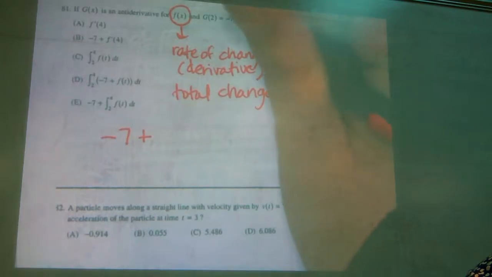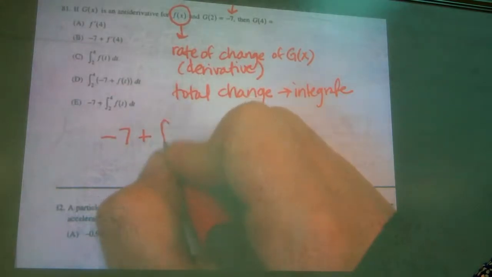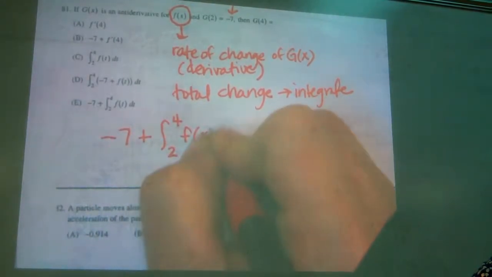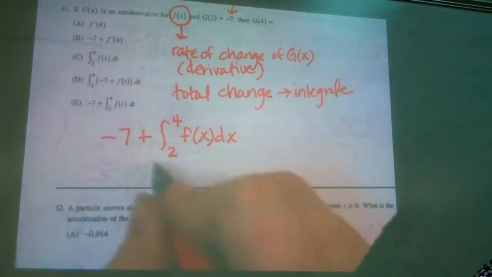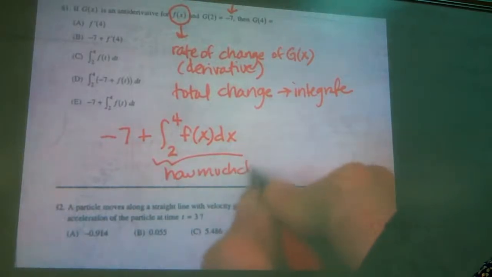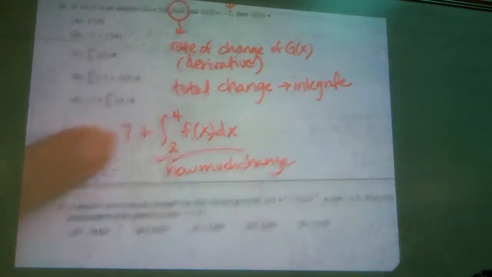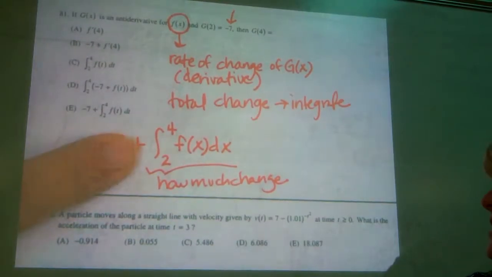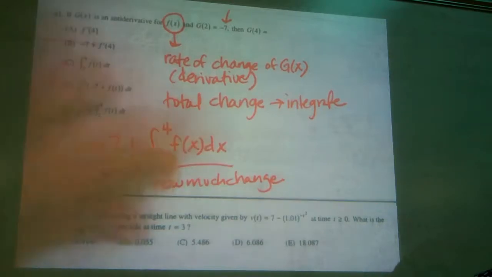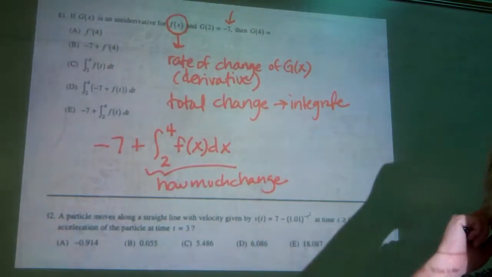So I know that it's starting off with a value of -7. If I integrate from 2 to 4 the rate of change of g, this will tell me how much it changes between 2 and 4. So this is my starting value, this is the change in that value, and if I total those together, it would tell me what value g would have at 4.